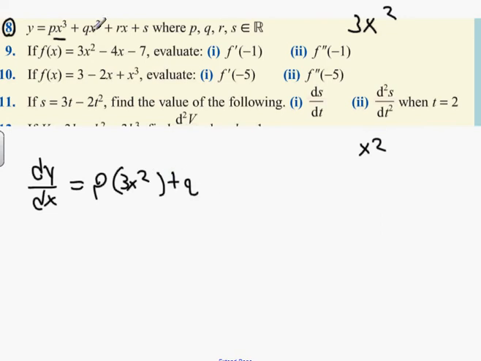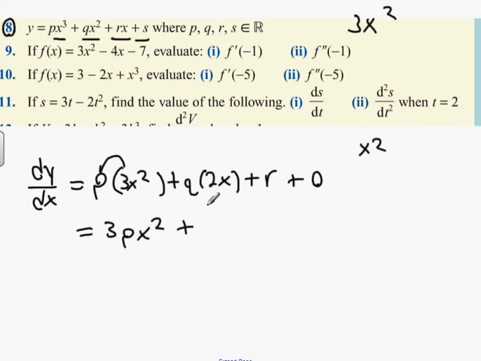Next one, what happens when you differentiate x squared? See the way it's qx squared. What happens when you differentiate the x squared? 2x, perfect. And what happens when you differentiate anything beside an x? Anything beside an x, the x disappears. So it's going to be r. And then finally, any number on its own, even if it's a letter? 0.